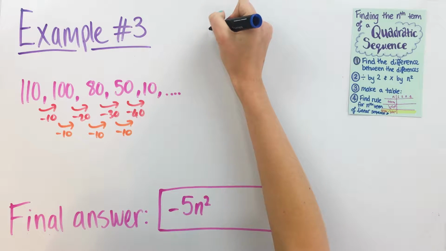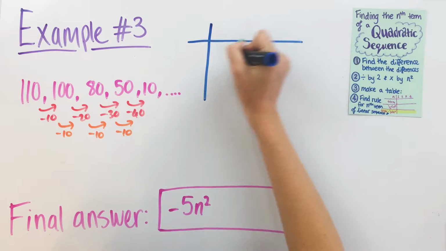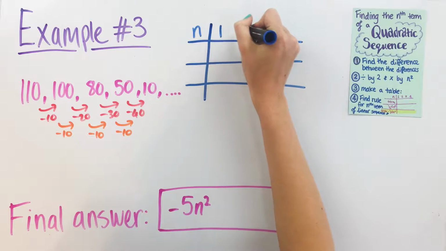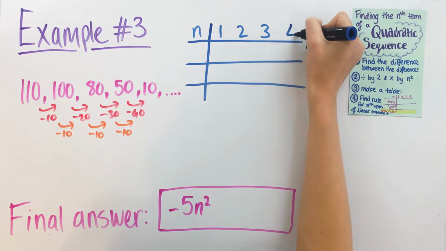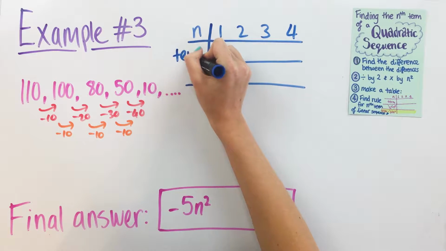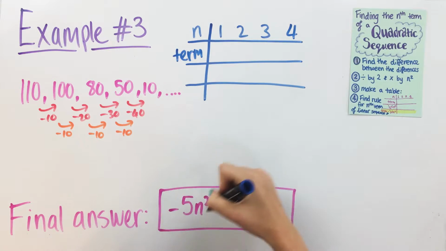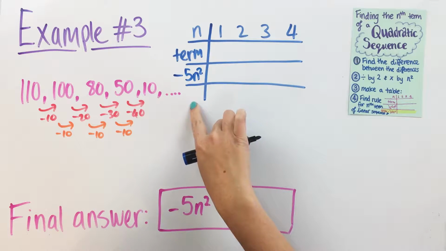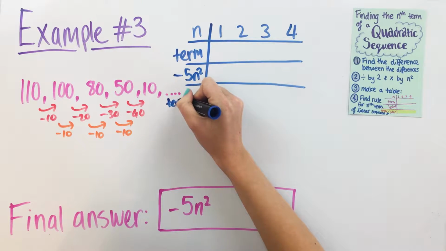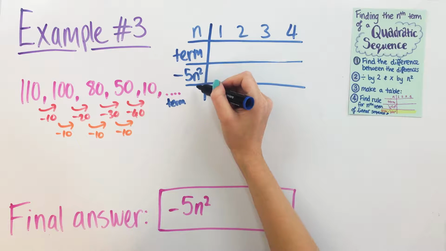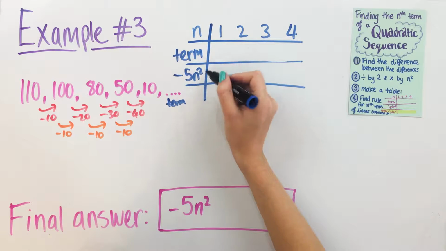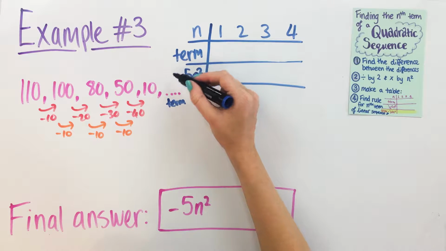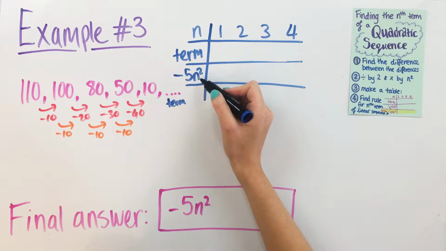We make our table, so we've got our 4 rows. We've got n, 1, 2, 3, 4. Here we write term. Here we write what we already have in our final answer, minus 5n squared. And then here we write term minus 5n squared. So we're minusing what we have in our second row, but we need to be really careful because this second row is negative now. We have minus 5n squared.